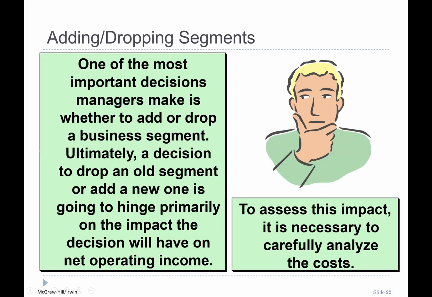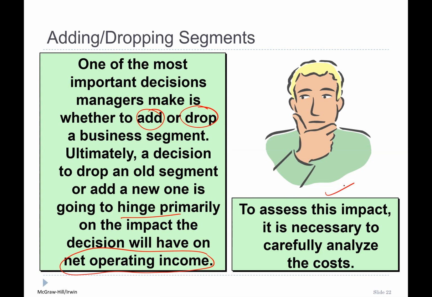One of the most important decisions managers make is whether to add or drop a business segment. We're talking about a business segment. A decision to drop an old segment or add a new one is going to hinge primarily on the impact that decision will have on net operating income. If our net operating income is increasing, we do not drop our segment. If our net operating income is decreasing, we drop our segment.